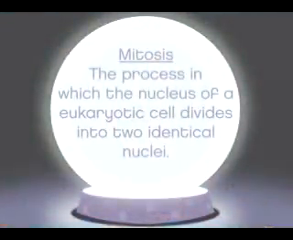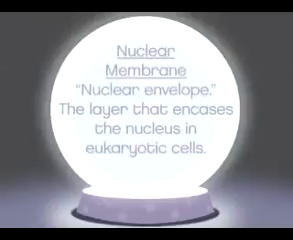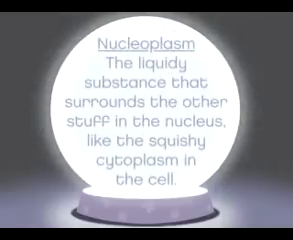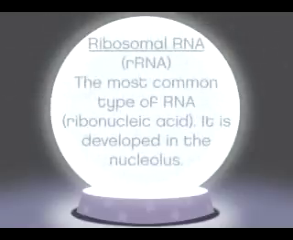Mitosis is the process in which the nucleus of a eukaryotic cell divides into 2 identical daughter nuclei. The nuclear membrane, or nuclear envelope, is the layer that encloses the nucleus in eukaryotic cells. A nucleolus is a structure in the nucleus that is formed from dense areas of chromosomes and that is active in making ribosomes. Nucleoplasm is the liquidy substance that surrounds the other stuff in the nucleus, kind of like the squishy cytoplasm in the cell.